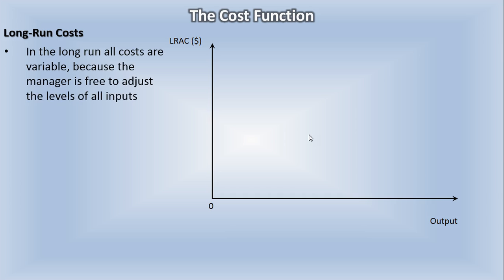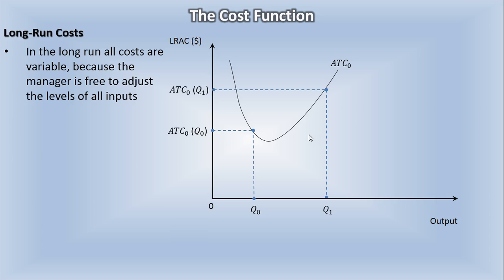So in the long run, all costs are variable because the manager is free to adjust the level of all inputs. So initially, you're at some short run situation represented by this average total cost curve. You're producing this amount of output, Q0, and that's your average total cost of production. Each unit is costing you on average this much to produce. You want to increase your output. You keep increasing your output because the market is letting you. People are buying your stuff. You want to sell more stuff. So you start selling more stuff, and you wind up in the upward sloping area of your average total cost, where diminishing return effects are dominating your average total cost, driving them up.